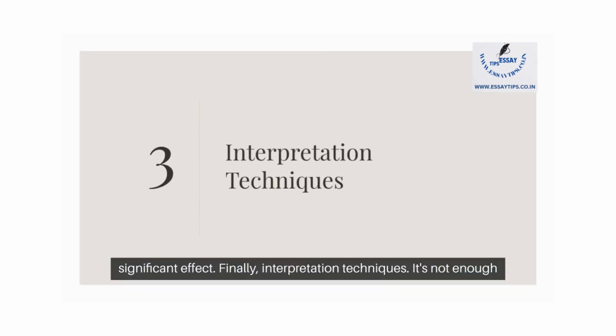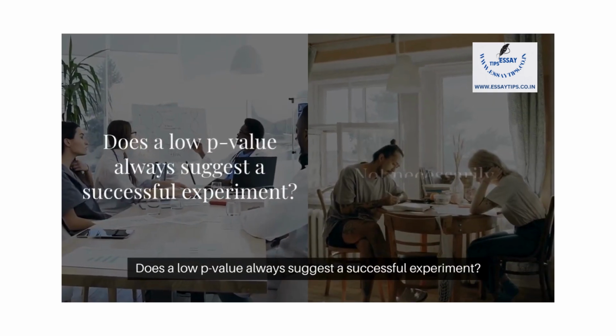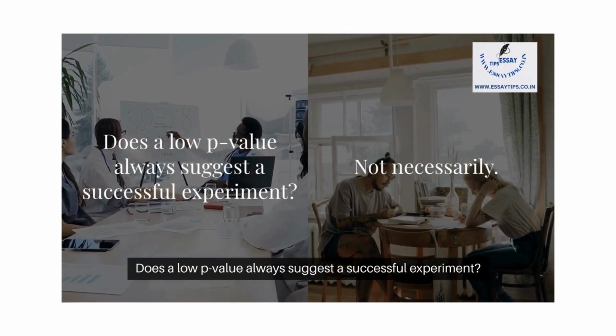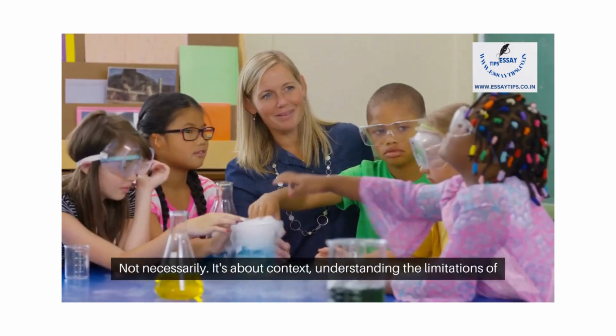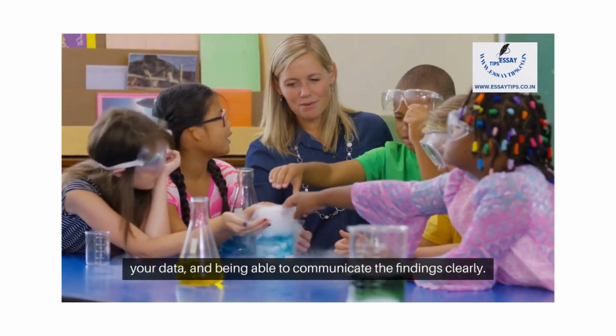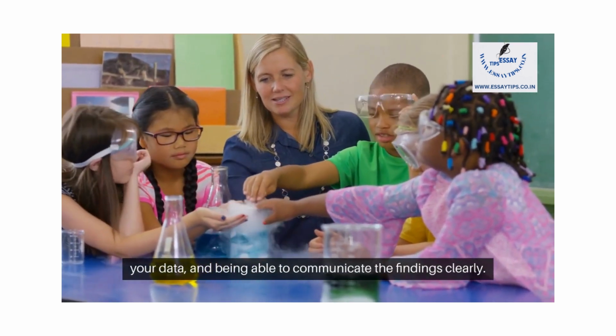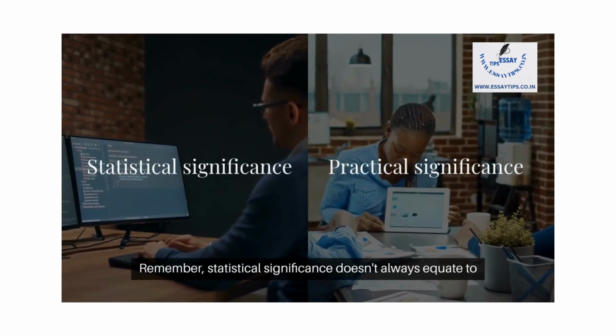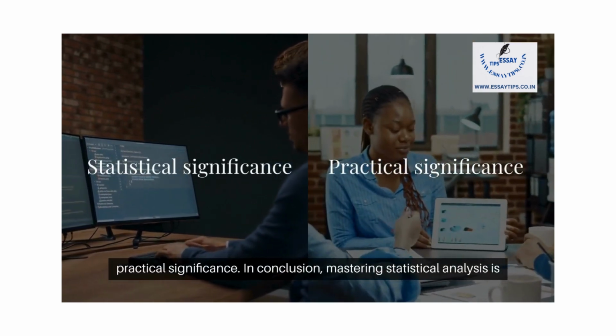Finally, interpretation techniques. It's not enough to have the results. Understanding what they mean is crucial. Does a low p-value always suggest a successful experiment? Not necessarily. It's about context, understanding the limitations of your data, and being able to communicate the findings clearly. Remember, statistical significance doesn't always equate to practical significance.